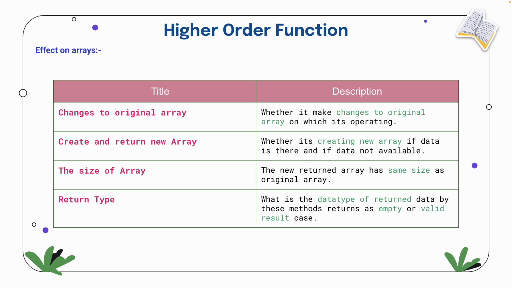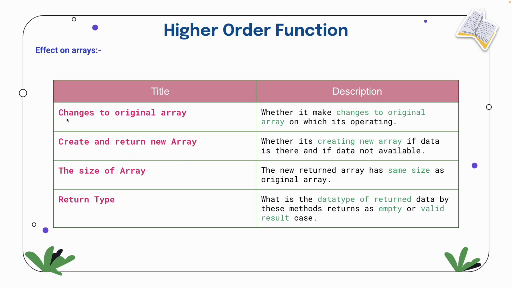What is the return type of that higher order function, whether it is returning an array, and in which scenario. Let's suppose it's not satisfying the condition, then what is it returning, and if it satisfies the condition, what type of data it's returning. So all those things we are going to check in each of the higher order functions. In all higher order functions, these four will be applicable. Okay, let me try to explain.